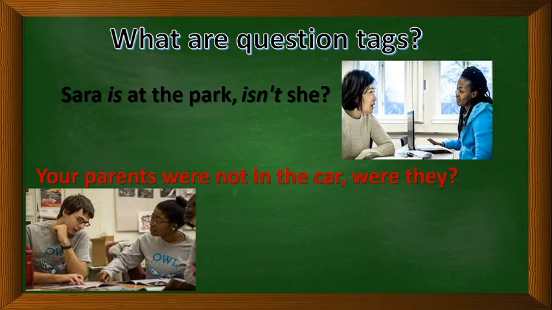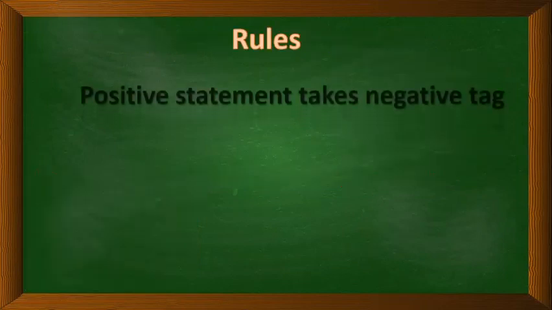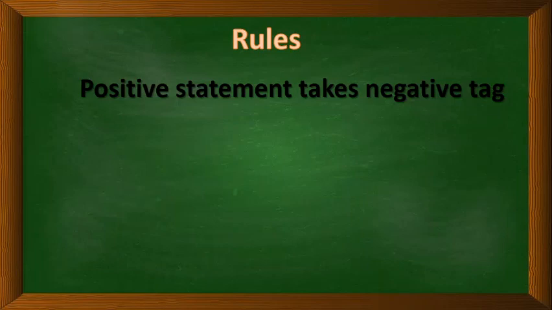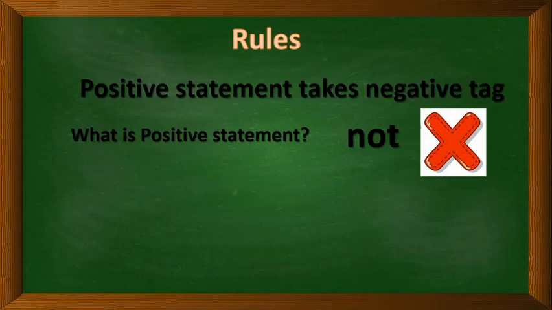We have several rules to guide us through this particular topic. The first of the rule is that positive statement takes negative tag. What is a positive statement? A positive statement is a statement that does not have what? Not. We don't use not in positive statements. If there is no not, it shows that the statement is positive. Therefore, the tag will take a negative tag. There must be not in the negative expression.